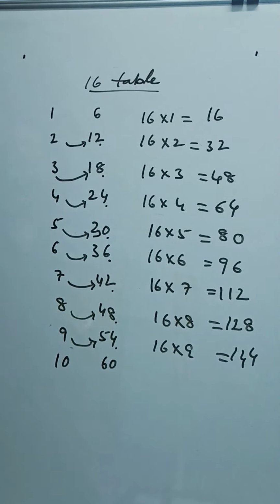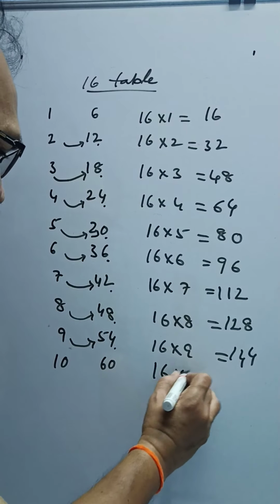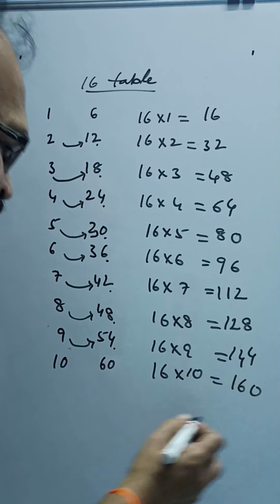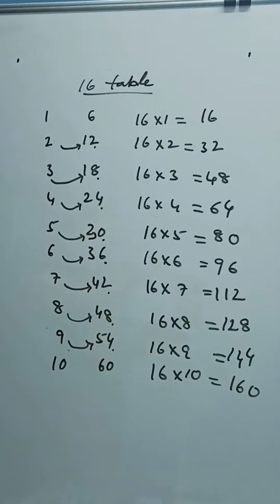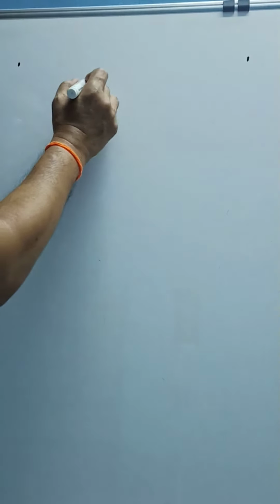16 nines are 144 and 16 tens are 160. 16th table is completed. After the 16th table, moving on to the 17th table.